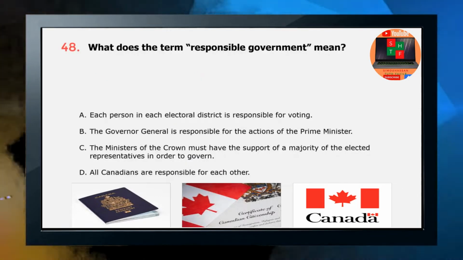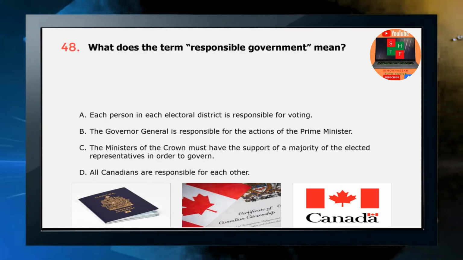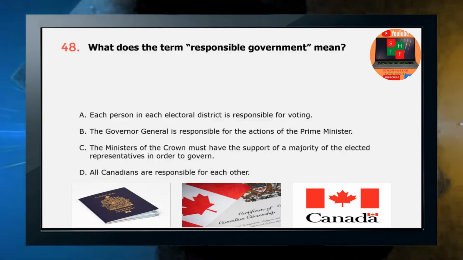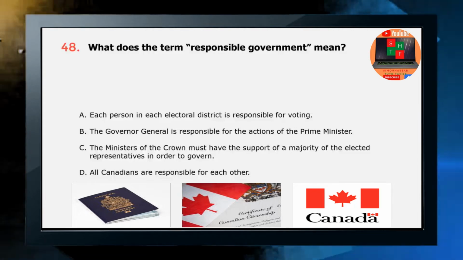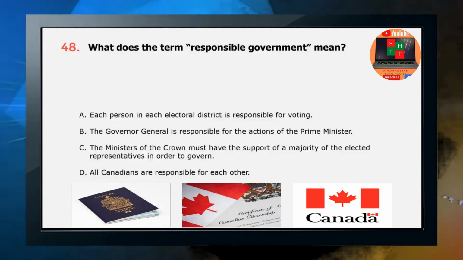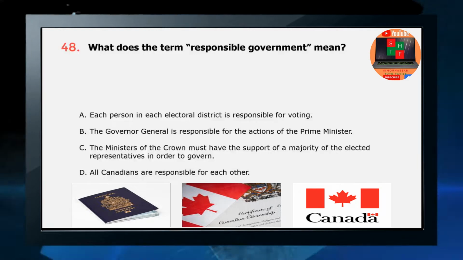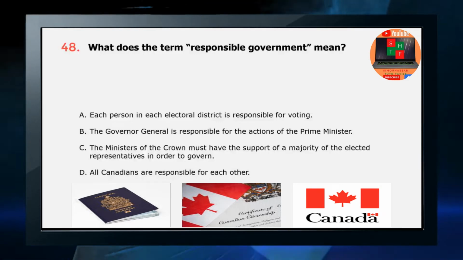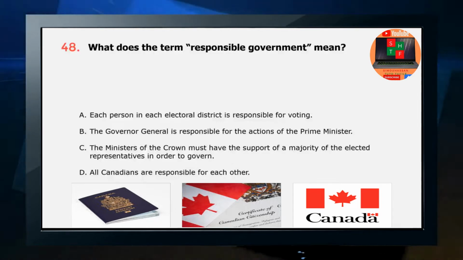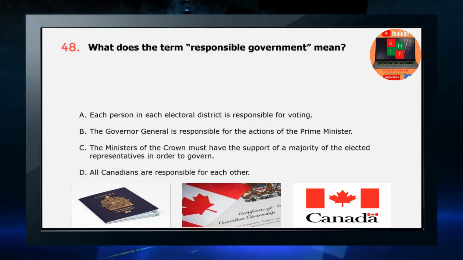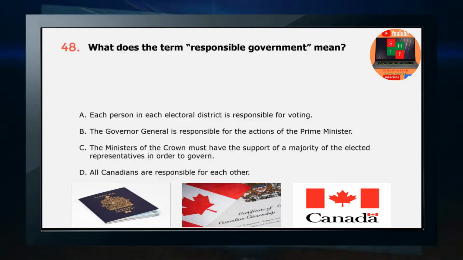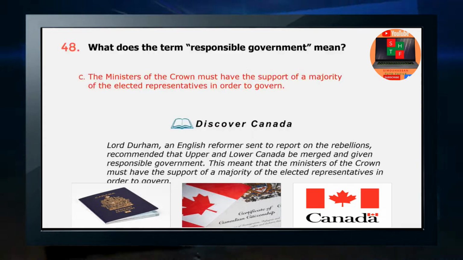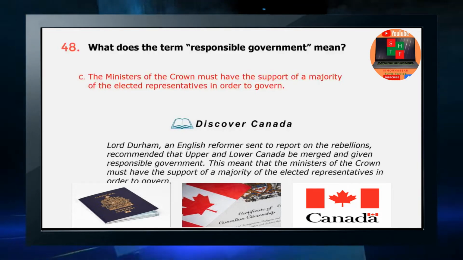Question 48. What does the term responsible government mean? A. Each person in each electoral district is responsible for voting. B. The Governor-General is responsible for the actions of the Prime Minister. C. The ministers of the Crown must have the support of a majority of the elected representatives in order to govern. D. All Canadians are responsible for each other. The answer is C. The ministers of the Crown must have the support of a majority of the elected representatives in order to govern.